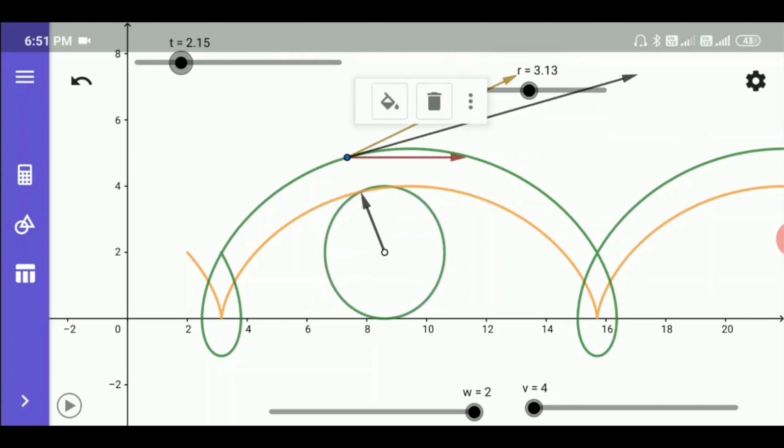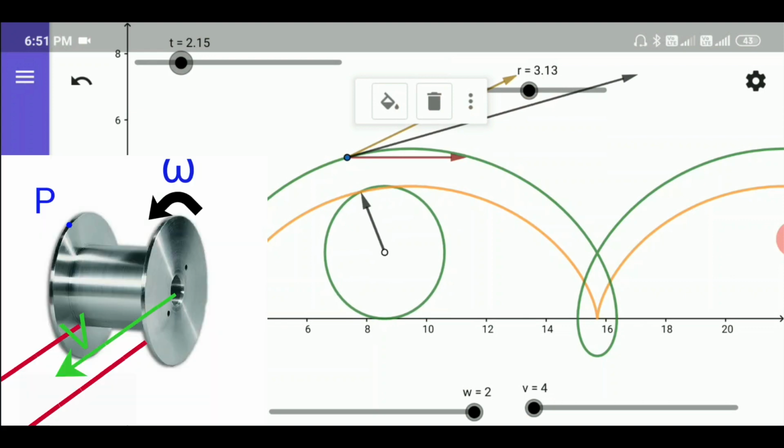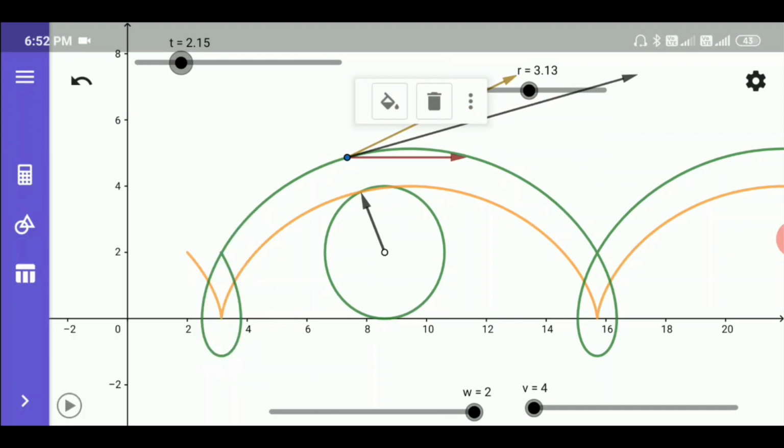But this kind of trajectory can be seen in real life. Suppose you have a spool that is rolling on a track. Many of you must have flown kites, so you will be familiar with this kind of structure. And if the spool rolls on the track like this, the trajectory of a point on the circumference of the large discs at both sides would be the curve which we traced previously. Yes, the green one.